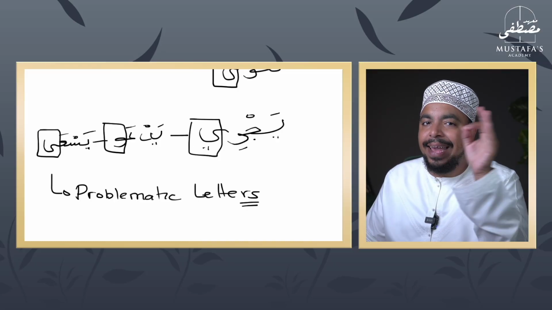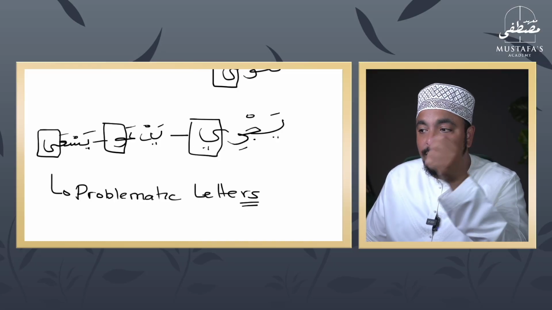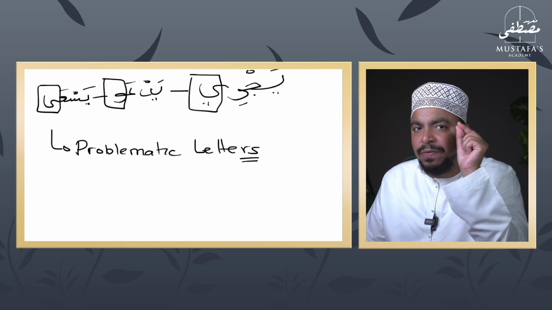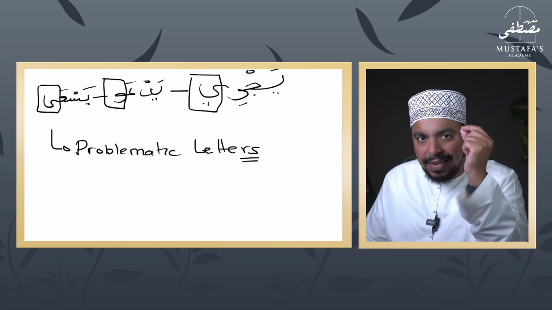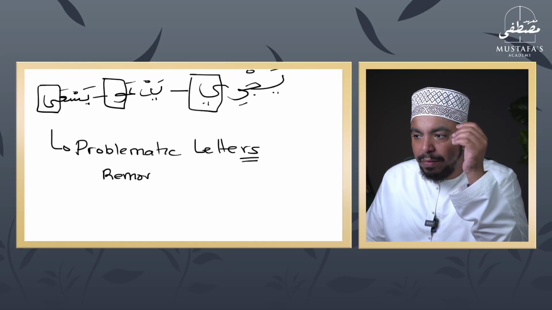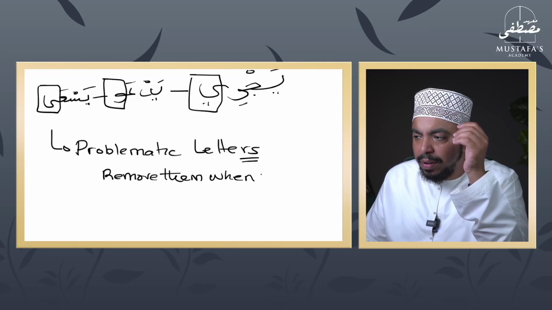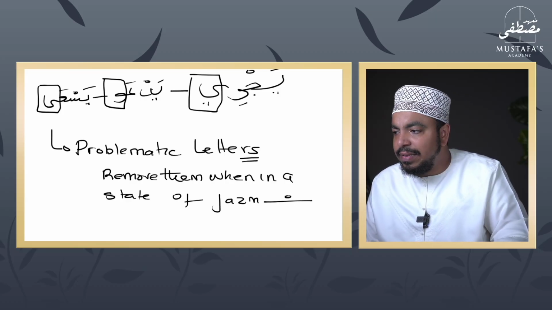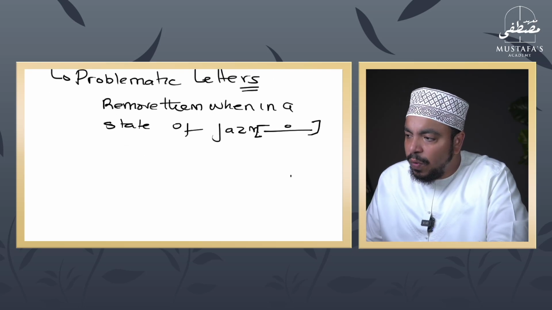When they are at the end of a verb, and that verb is supposed to be in a state of jazm, you remove them. Remove them when in a state of jazm. And we said the jazm is the sukoon, isn't that so? The jazm is the sukoon. And because of this, when you have lam, you would say lam yajri.